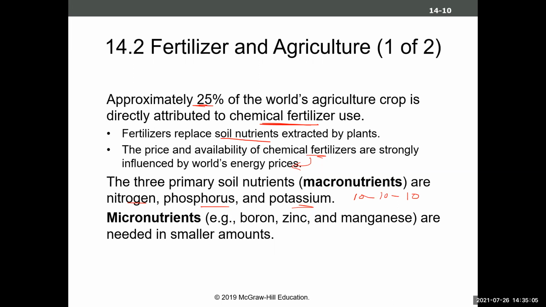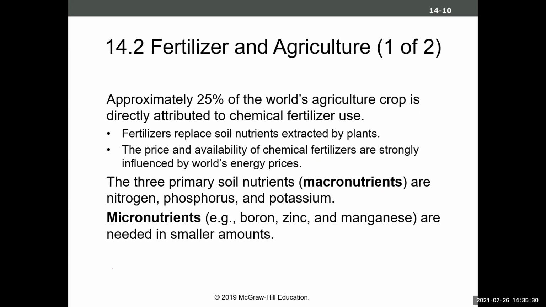This is basically saying the content of each of these fertilizers. So it's like 10% nitrogen, 10% phosphorus, 10% potassium. Or you could have different numbers, like 10-20-10, or 20-20-20, or whatever. And that's telling you the amount of macronutrients that fertilizer has in that bag. And depending on what you're growing depends on the type of fertilizer you would buy.